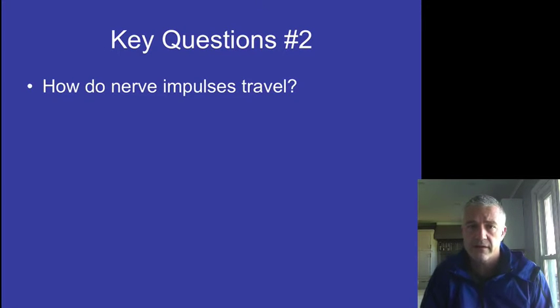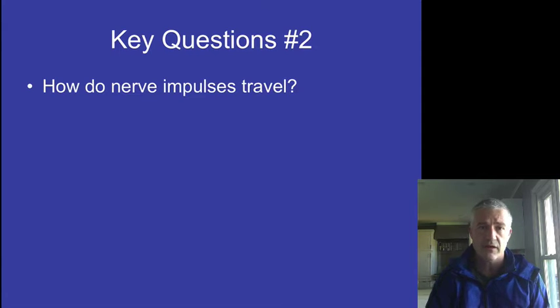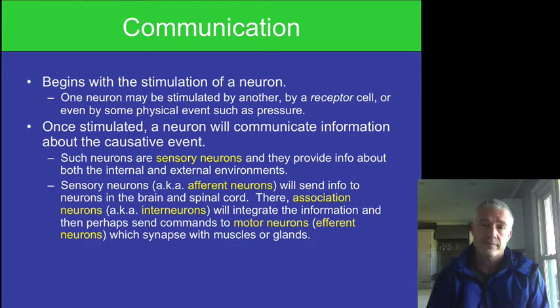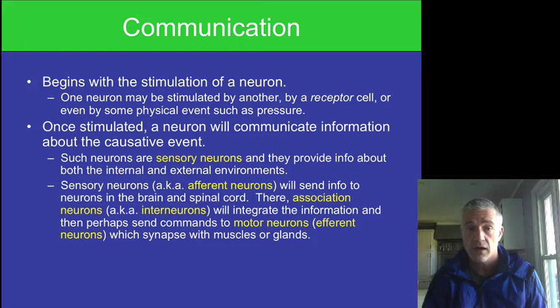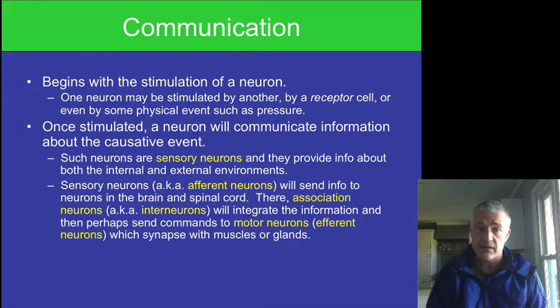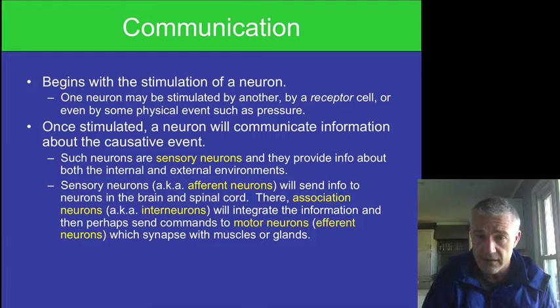Talk a little bit about how nerve impulses travel. This is going to be a little bit of dealing with how they travel within a cell as well as in between cells. Again, we talk about a neuron getting stimulated. We're going to have a cell that's sending a message and one that's receiving the message. Once stimulated, a neuron's going to have to communicate information about what happened.